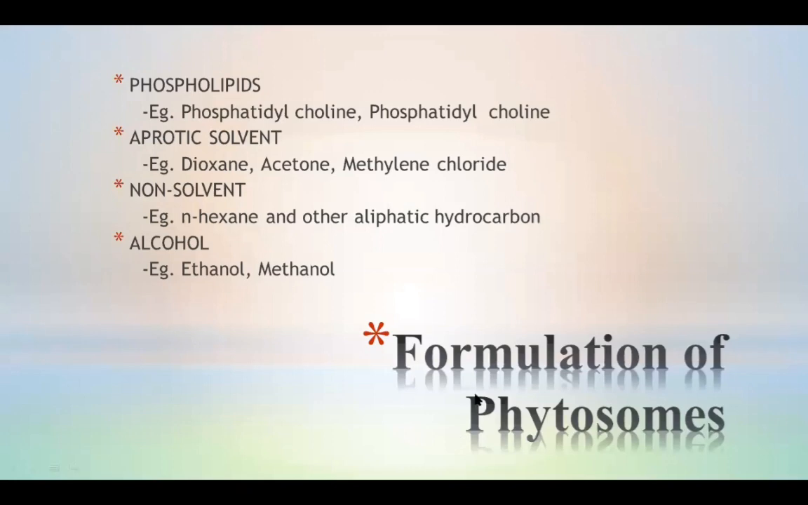In formulation of phytosomes, different materials are used. First one, phospholipids, for example, phosphatidylcholine. Then aprotic solvents: dioxane, acetone, methylene chloride. Non-solvents: n-hexane and other aliphatic hydrocarbons. Alcohols like ethanol and methanol.